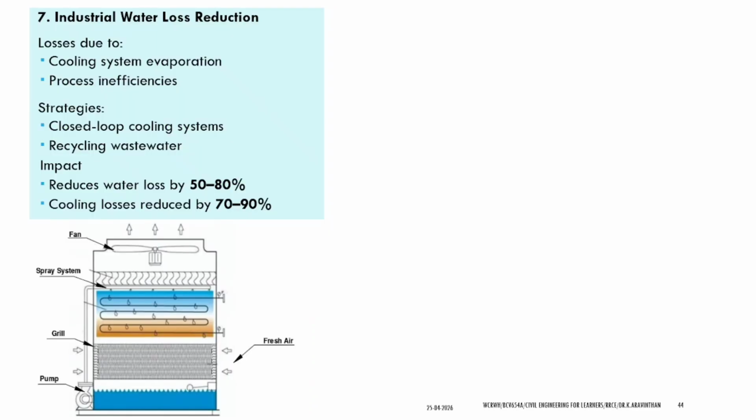Next thing, industrial water loss reduction. In industry you can take the water. Basically, the water is used to reduce the heat during the manufacturing process. You can use this kind of cooling system, cooling tower, and the hot water is being sprayed here. There will be a grill. The fresh air is being supplied through this grill. At the bottom you will be having water. This cools the water. You can take the water again and again, and this circulates the water.